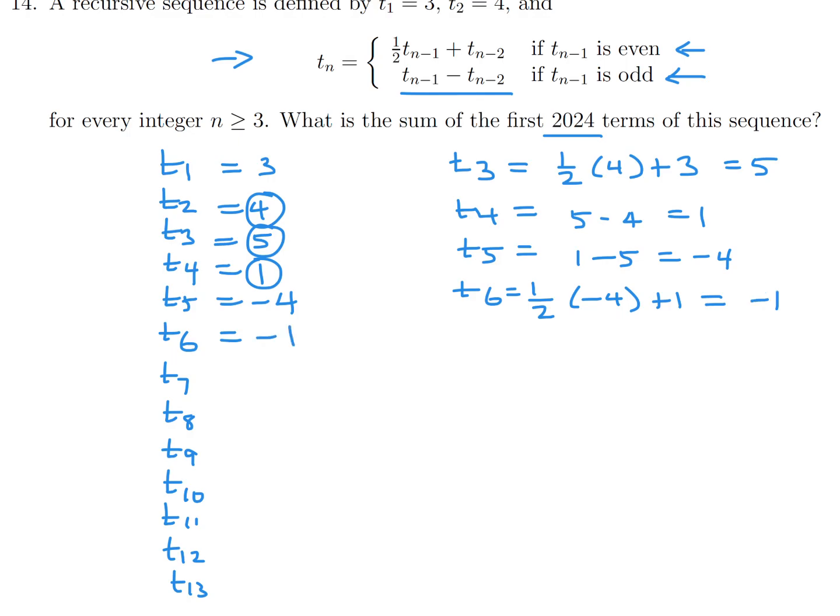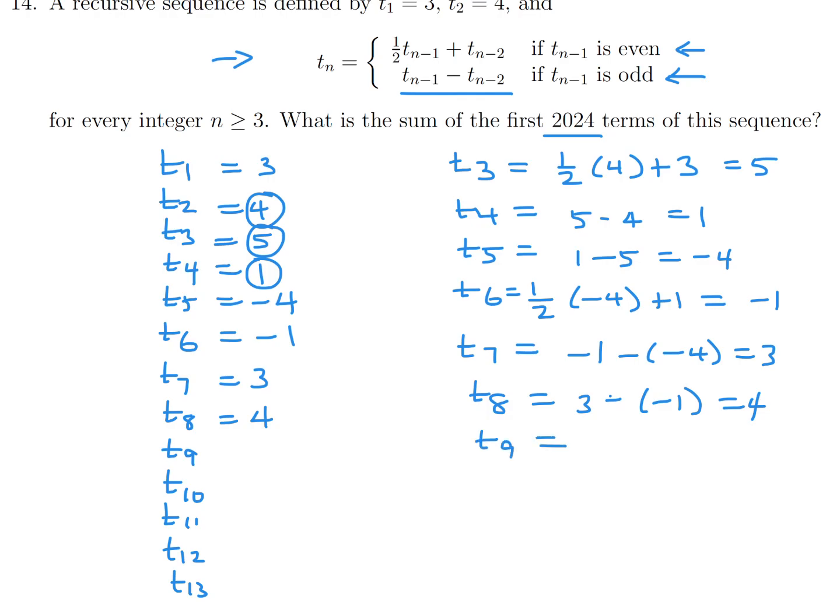Okay, do you see any pattern here? Does anything repeat? Not yet, right? So I got to keep going here, unfortunately. T7, minus 1 minus 4, that's 3. Okay, let's keep going. T8 is going to be 3 minus 1, and that's 4. Okay, I see a pattern now. And let me just do one more here. 1/2 of 4 plus 3, that's 5. There we go. So yeah, I see a pattern.